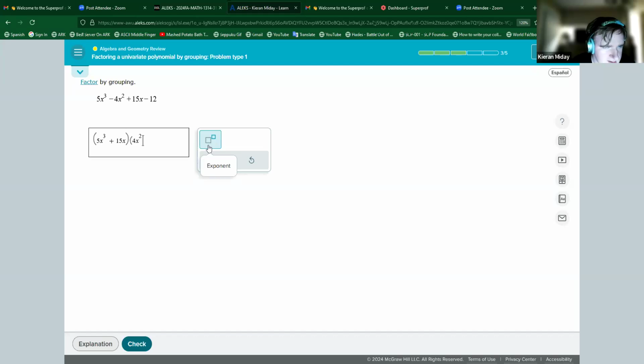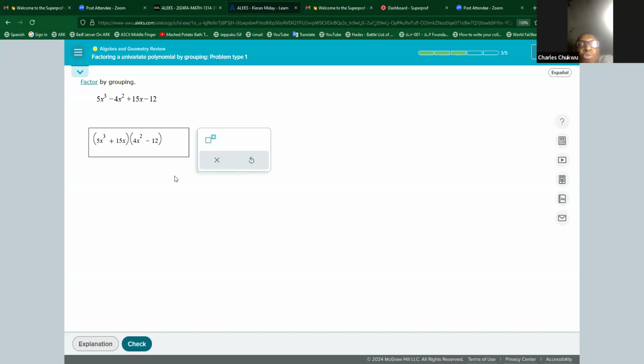4x squared and then minus 12. Now, don't forget the 4x squared has a minus in front of it. Oh, right, you are correct. Now the plus sign in between the brackets makes no sense, since we're done factorizing. Yes. Perfect. So we're making progress.